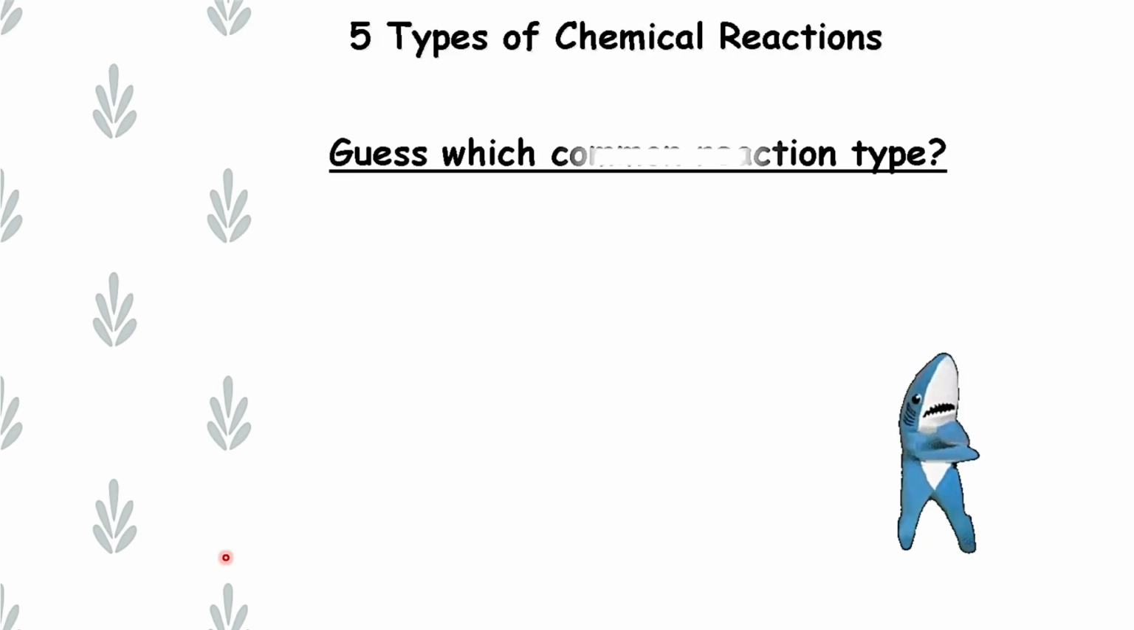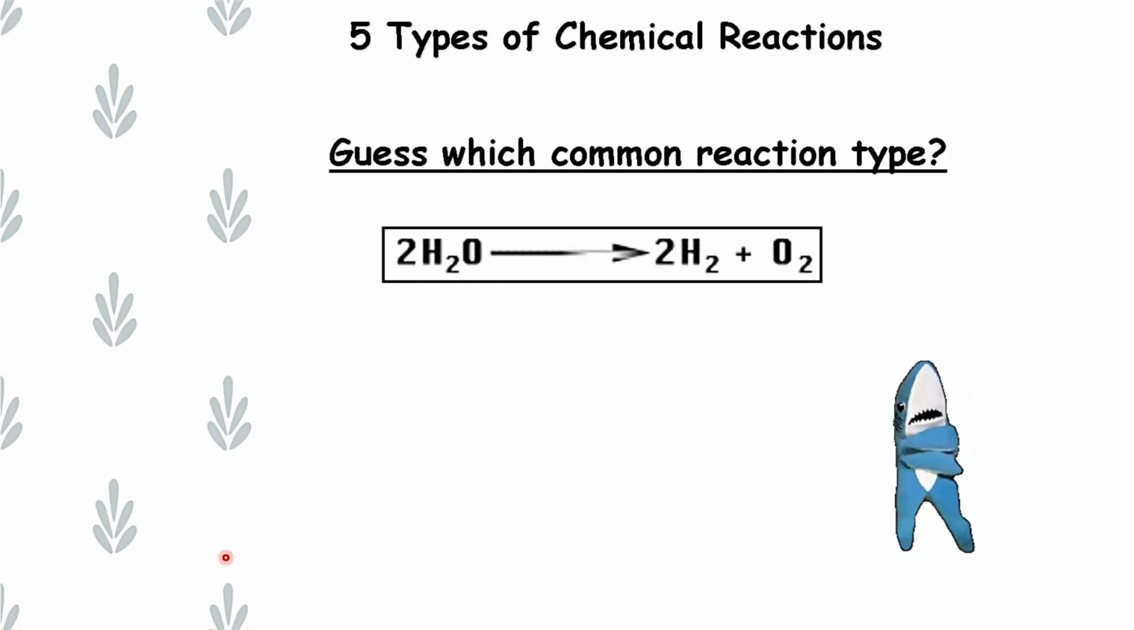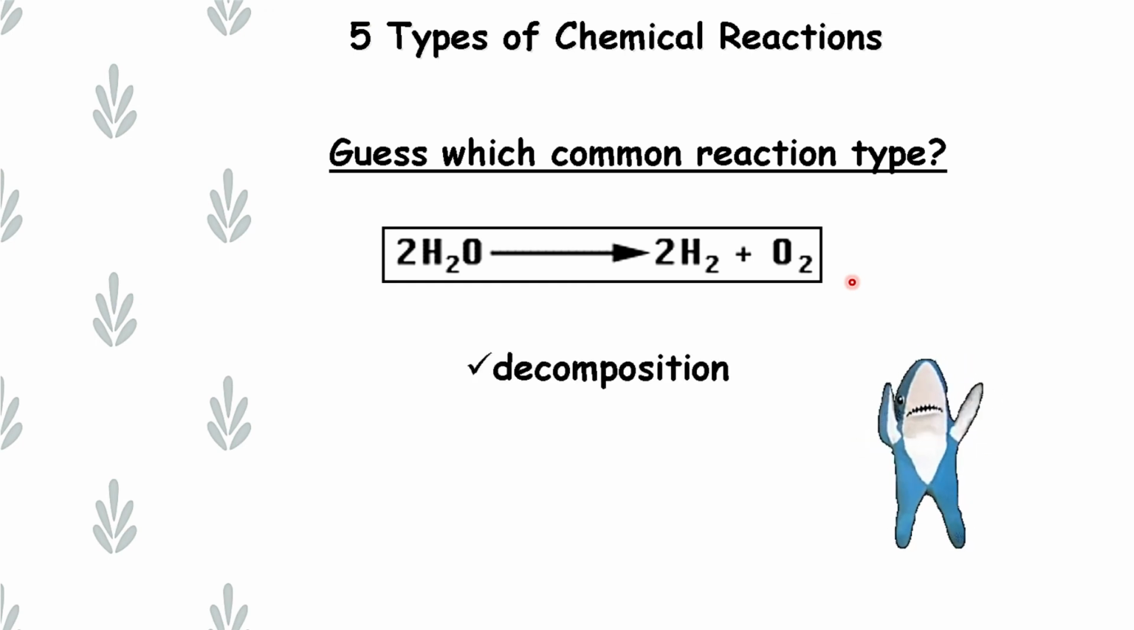The next equation is this. Water, H2O, is converting into its components H2 and O2, hydrogen and oxygen. So think about it. This is a decomposition reaction because there is 1 complex reactant and 2 simple products.